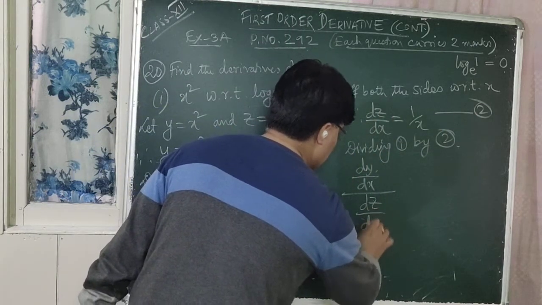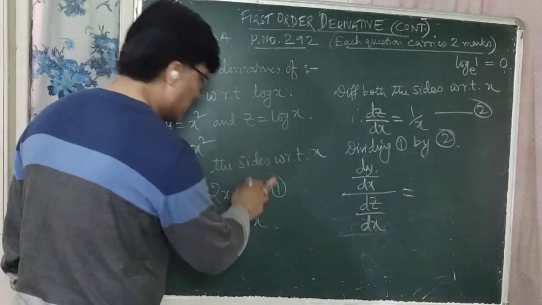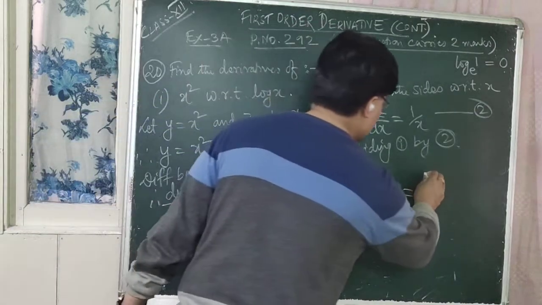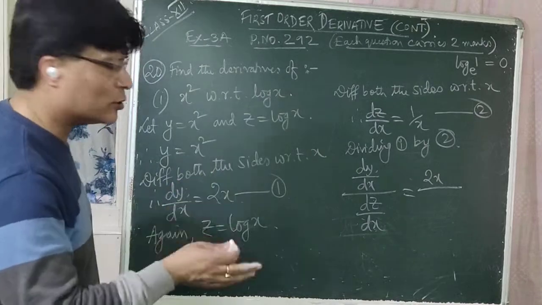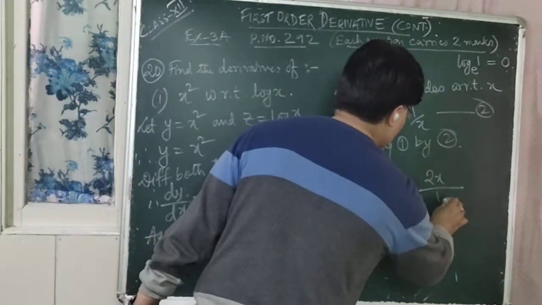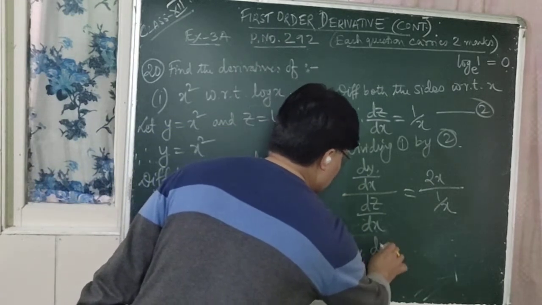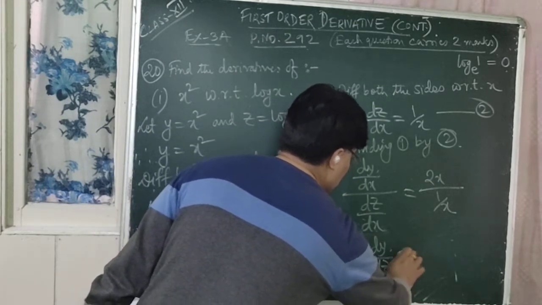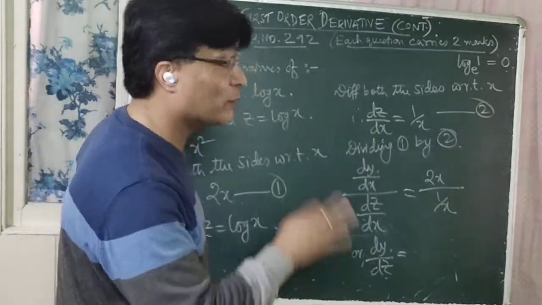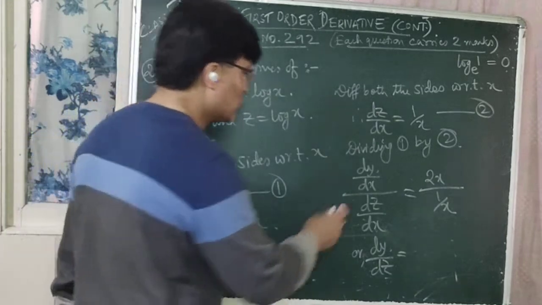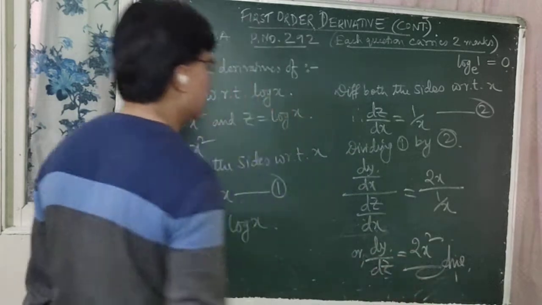That is dz by dx, which is equal to, on the right hand side, you have to write down the right hand side of number 1 in the numerator, that is 2x, divided by the right hand side of number 2 in the denominator, that is 1 upon x. Okay, so here dx gets cancelled. What do we get? So dy by dz is equal to, when you simplify it, 1 upon x goes up in the numerator and becomes upside down, that is 2x into x is 2x square. So this is the answer.